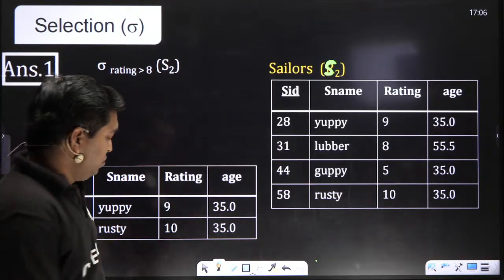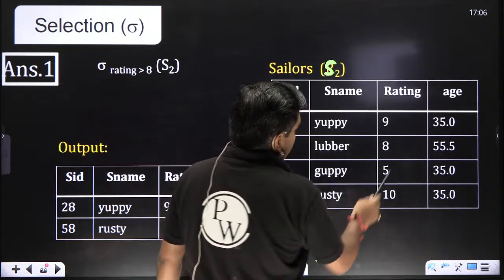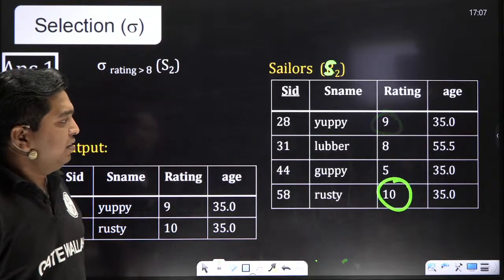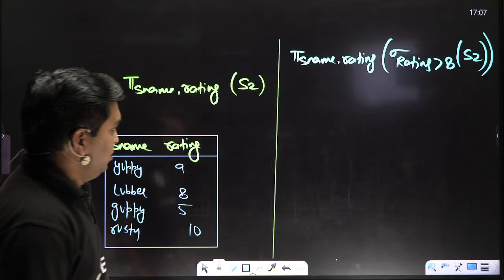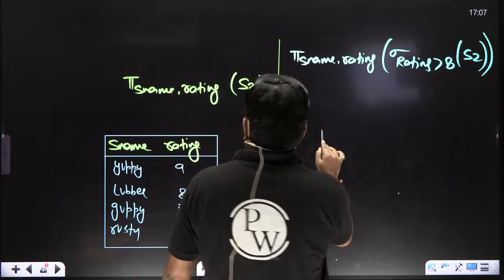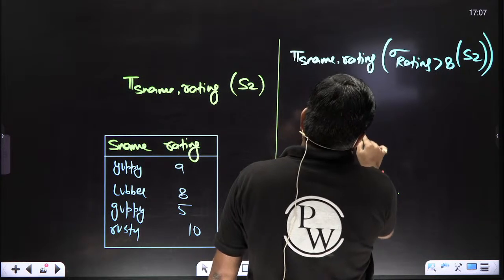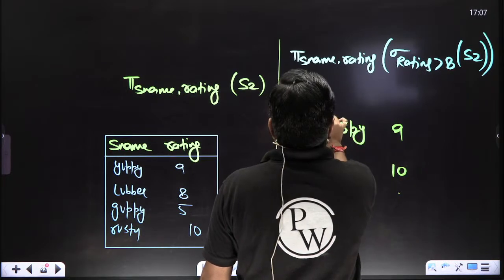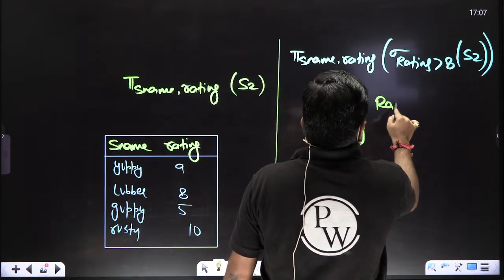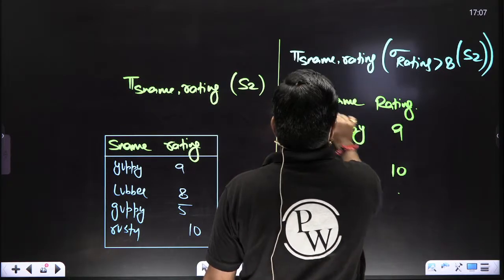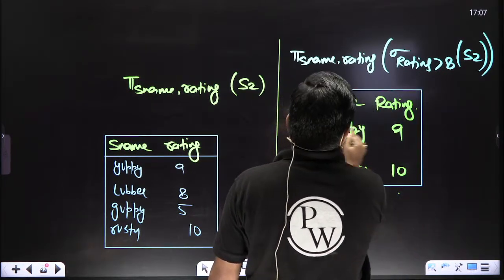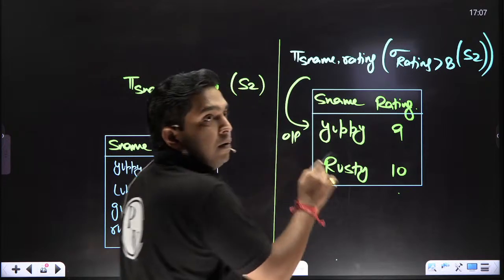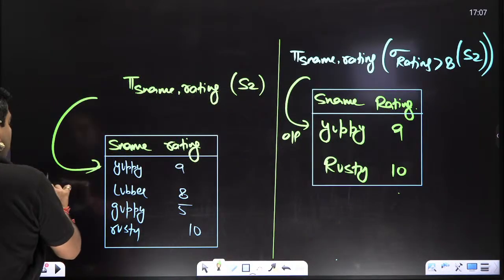So what is the answer, children? Here rating greater than 8, two tuples, UP and Rusty. UP 9 and Rusty 10, my dear. These are the S name and rating, my dear. This is the output of this one. And this is the output of this one.